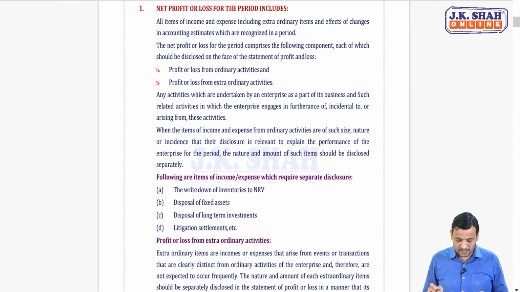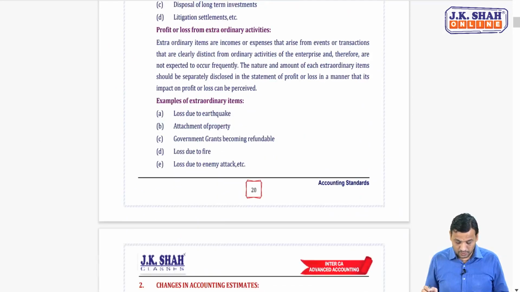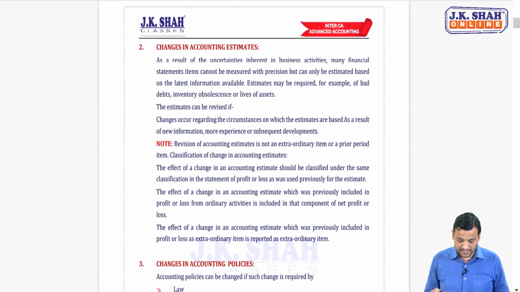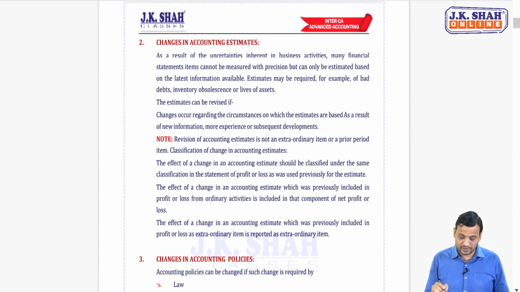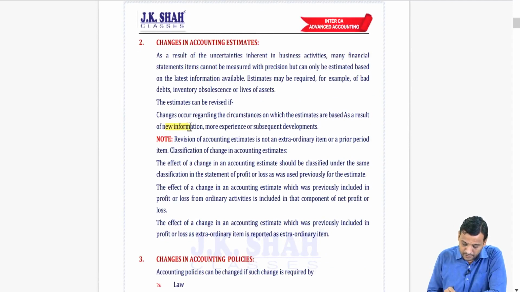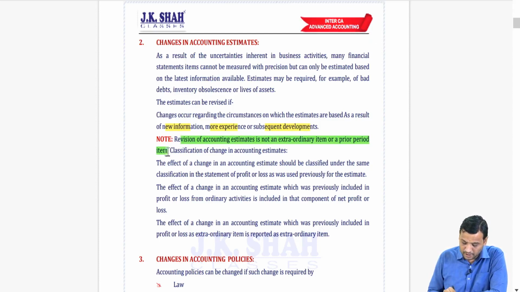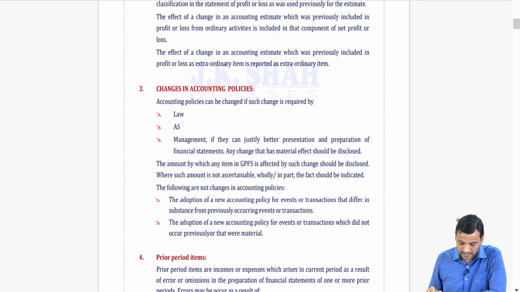Some examples, these are with respect to ordinary, this is with respect to extraordinary, and some examples of it. Then change in accounting estimate. When can you change an estimate? Of course, sir, when I get new information, more experience, subsequent development. A revision in estimate, as I spoke, is neither a prior period item nor an extraordinary item. Change in accounting estimate is because of these three reasons.